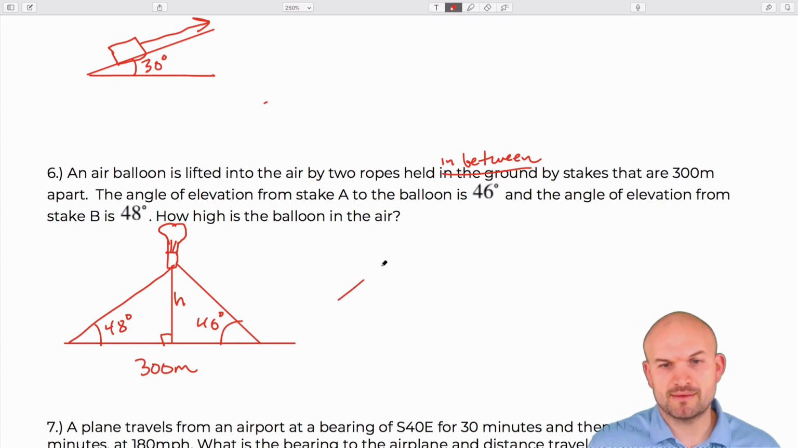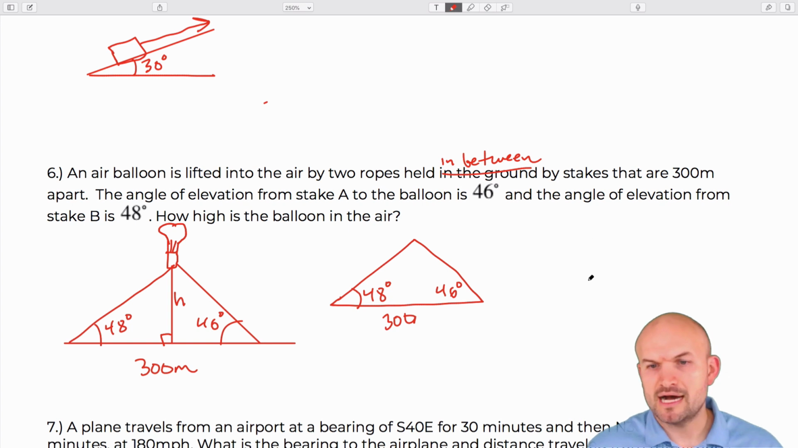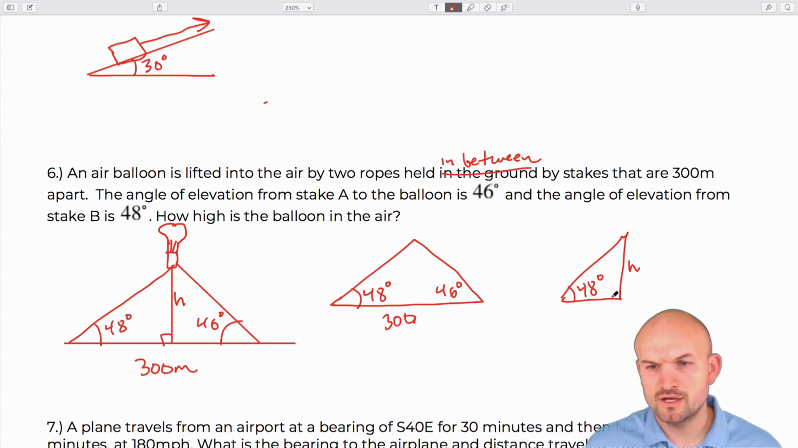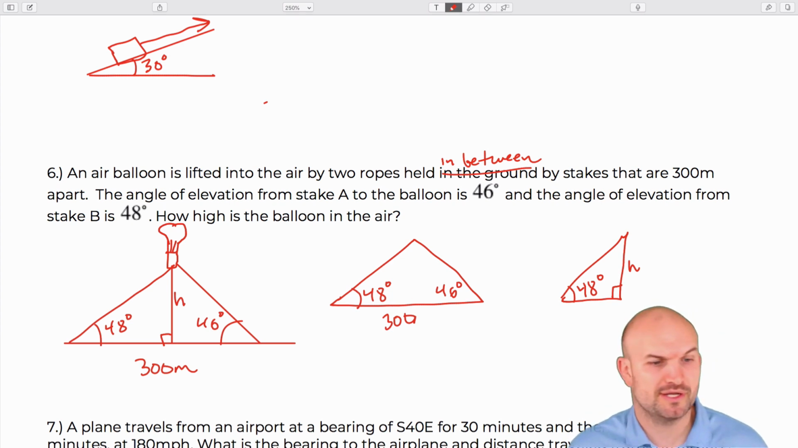So it is kind of important. What I'm going to do is draw 2 triangles. I'm going to draw the big triangle, the oblique triangle, with 300 meters, and we'll do 48 degrees and 46 degrees. And then I'm also going to do a right triangle with the height. So therefore, we can understand how we can use it. We don't have enough information there, so what we could do is find the missing side of the oblique triangle and then possibly use the right triangle.